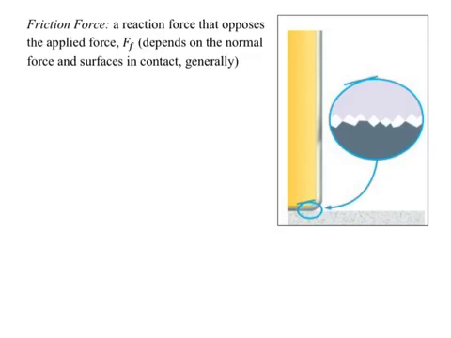Alright, so the friction force is a reaction force that opposes the applied force, or the direction of motion for this example. And friction force is denoted by F subscript F right here. Okay, and again, the friction force depends on two things, the normal force and the surface contacts. Let's go over examples of why that is.